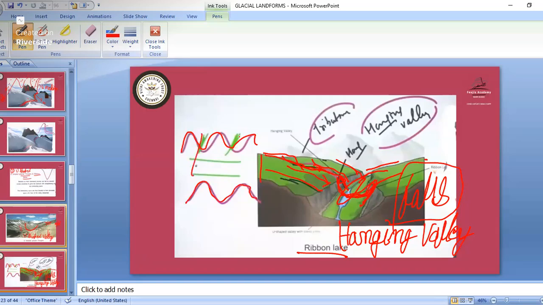Then some tributaries flow from here, and it is making an impact here, eroding and taking the shape of a steep side. There we have the formation of falls, and there we have the formation of what? That is the hanging valley.